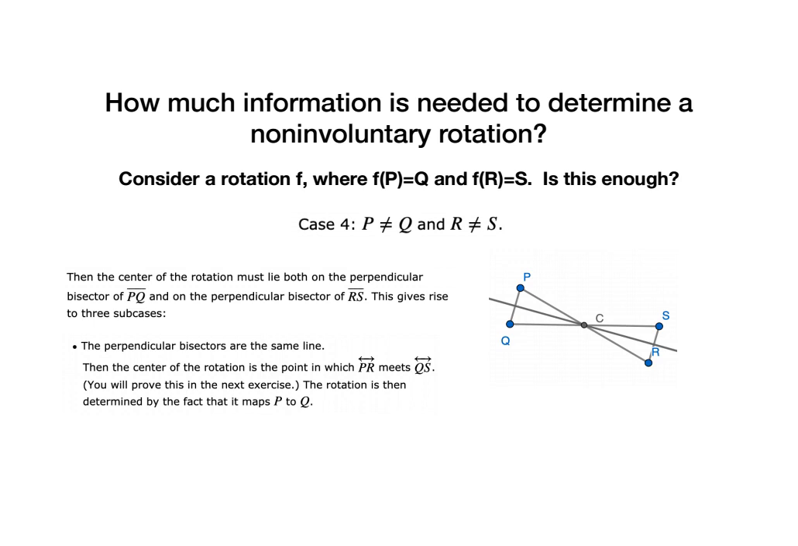So looking still at case 4, there is another subcase, and in this subcase, the perpendicular bisectors are the same line. So you can see in this picture, I have P and Q, S and R, and I've drawn this perpendicular bisector, and it is the same line. Then the center of rotation is the point in which PR meets QS. You will prove this in the next exercise. The rotation is then determined by the fact that it maps P to Q.